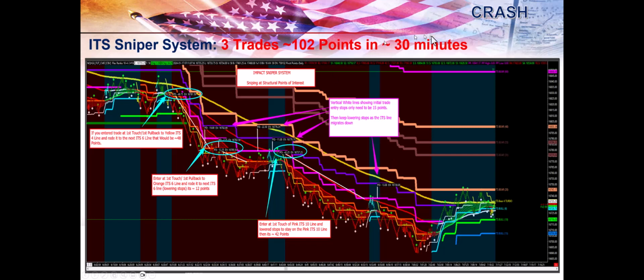That's 102 points in 30 minutes. Again, the vertical white lines in here are just showing the initial trades. Stops only need to be 15 points. Then you keep lowering the stops as the ITS lines migrate down.